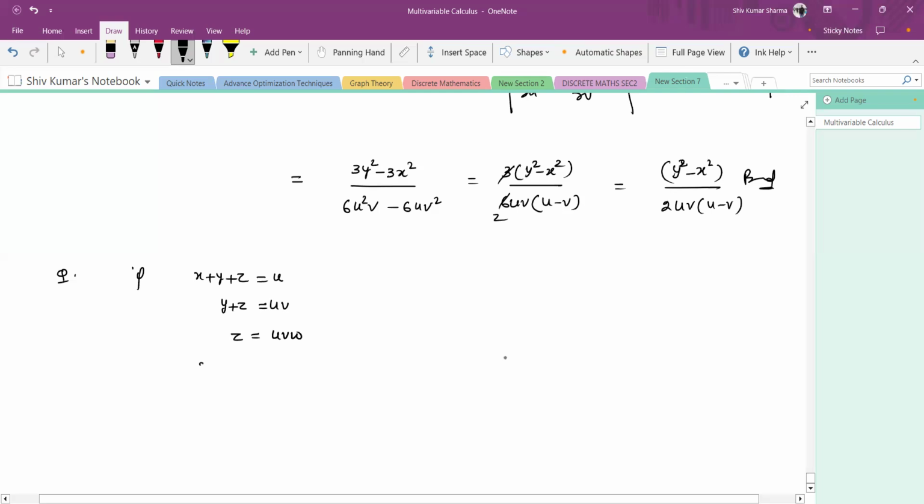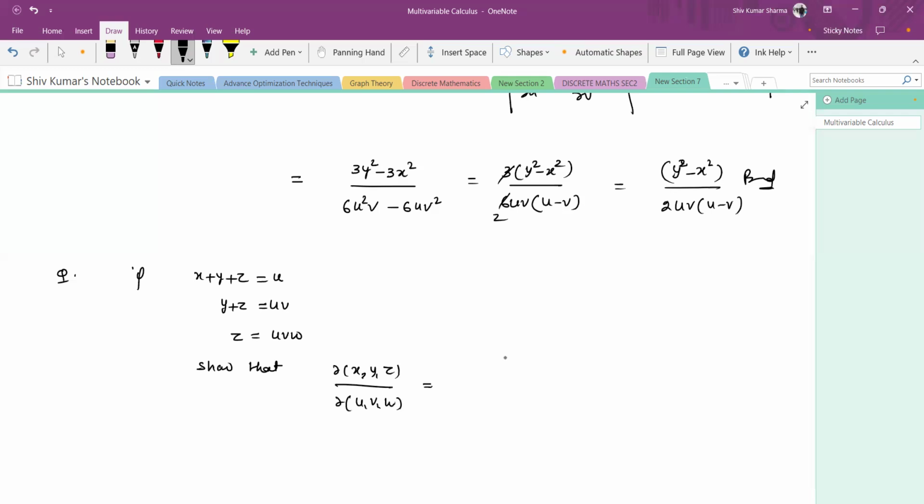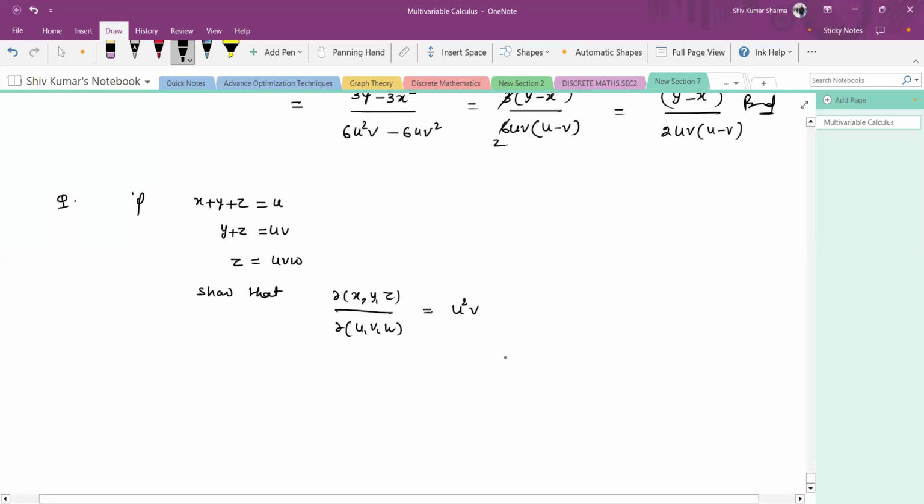Show that del(x,y,z) upon del(u,v,w) is equal to u square v. Okay, so these three relations are given. In the previous question we solved for del(u,v) upon del(x,y), but here we solve for del(x,y,z) upon del(u,v,w).